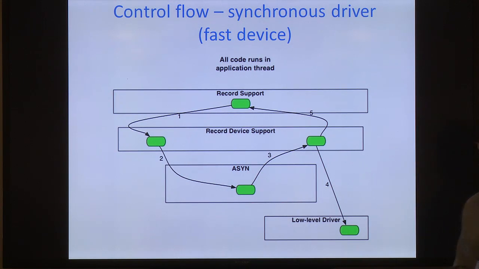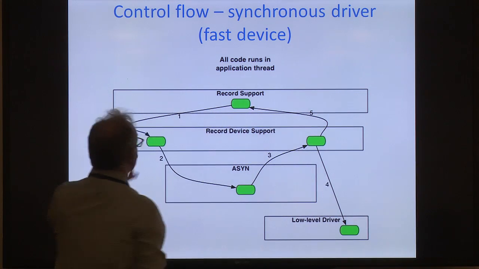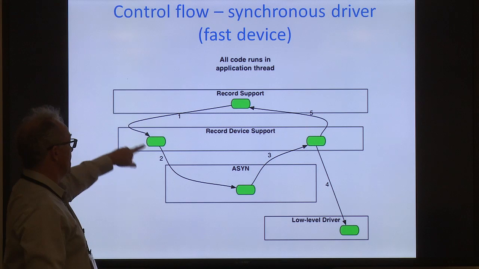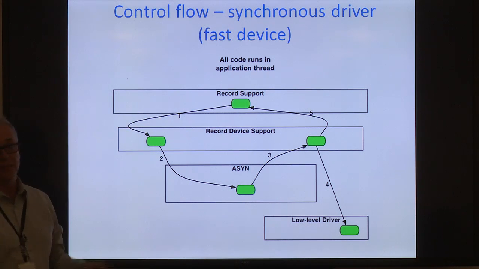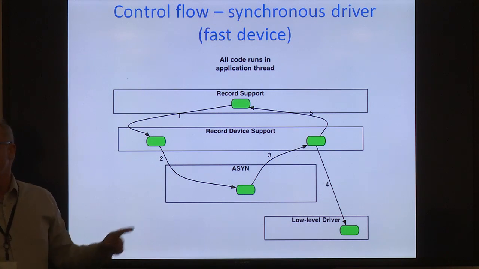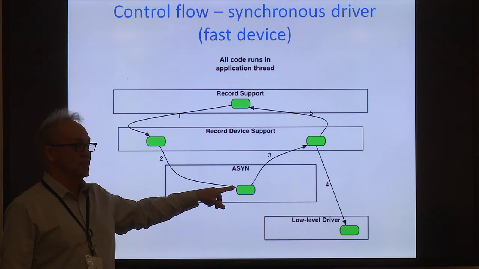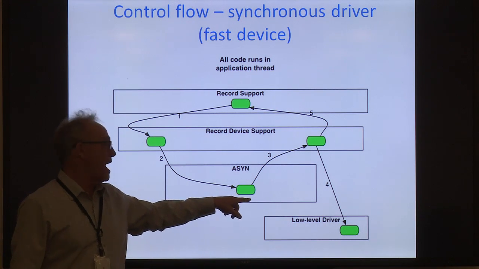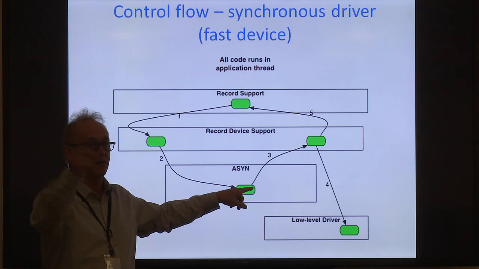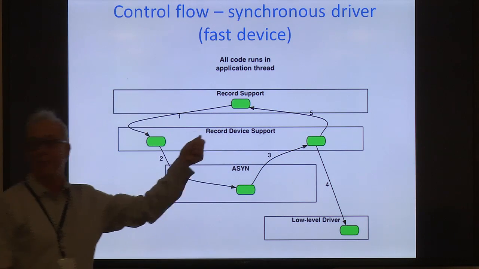This is what happens with a synchronous driver, a fast device. So again, somebody does a CA put to the record, which goes to device support. Device support says, this is a fast device. It still calls queue request. So it calls queue request, but asyn manager says, this is a fast device. I don't need to queue this for another thread. It just immediately calls your callback routine.